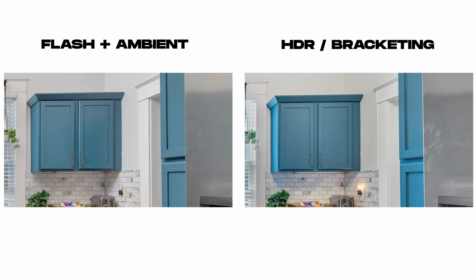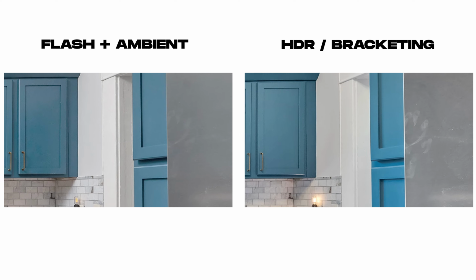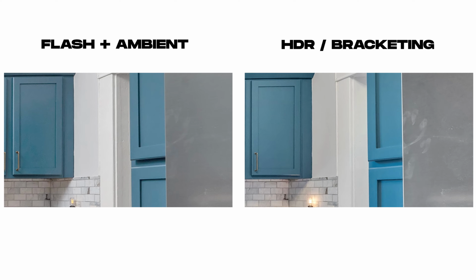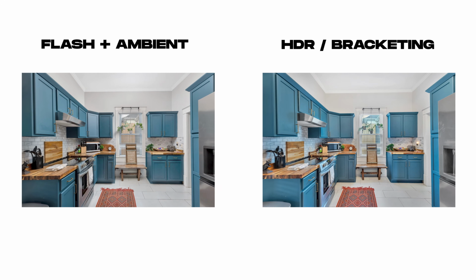You can actually zoom in on the HDR picture and see a handprint that is on the side of the fridge. And in the flash frame, you can't really see it as much because the flash took down that reflection. Overall, when you use flash, you end up getting more accurate and rich colors and details in your photographs.